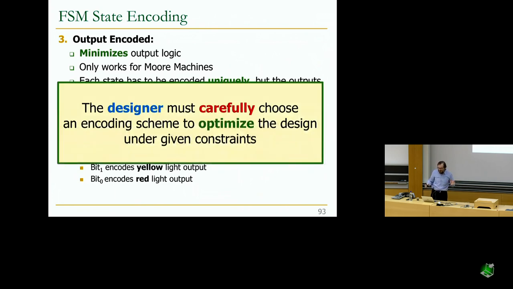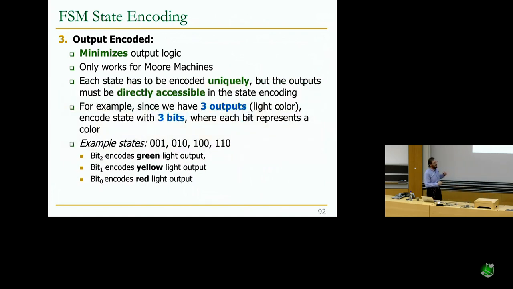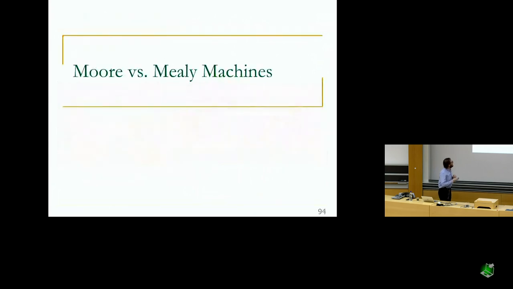Okay, and clearly the designer must carefully choose an encoding scheme to optimize the design under given constraints. Depending on, for example, if your next state logic is huge, you do need to do a lot of work to actually determine what's your next state. You have a lot of external inputs, for example. You may want to encode your states using the one hot encoding scheme, right? If your next state logic is very little, then you may want to minimize your state register size by encoding your states, by minimizing the number of bits you allocate to the state register. Okay, so this is a really good place to take a break for 15 minutes, and then we're going to come back and learn a little bit more.